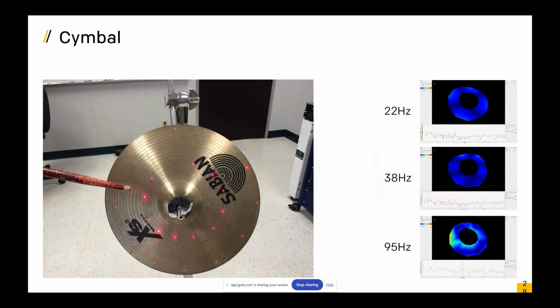Here is an example of a cymbal, and we can see the resulting deflection shapes from just a single impact over on the right. Those are all contained in just one data set. So we can take our cursor and move through the spectrum and look at the 22 hertz signal, the 38 hertz signal, or the 95 hertz signal. It's all in there. It's just place your cursor here, here, or there, and then get the animation as a result.